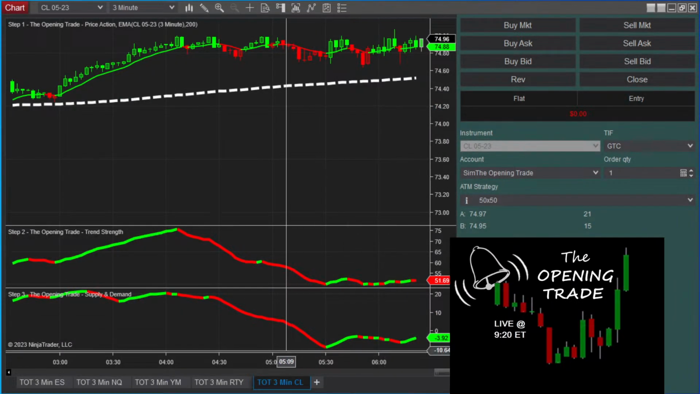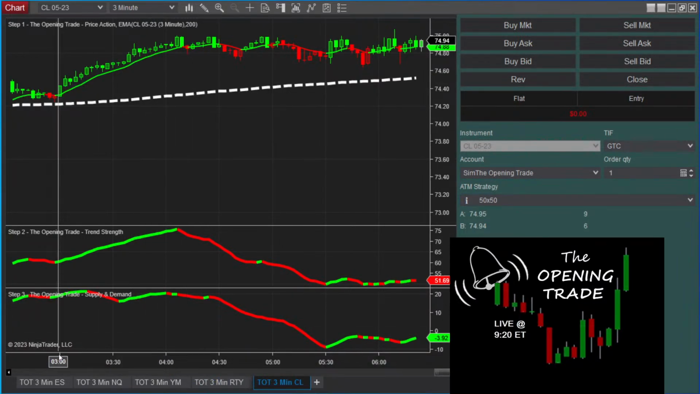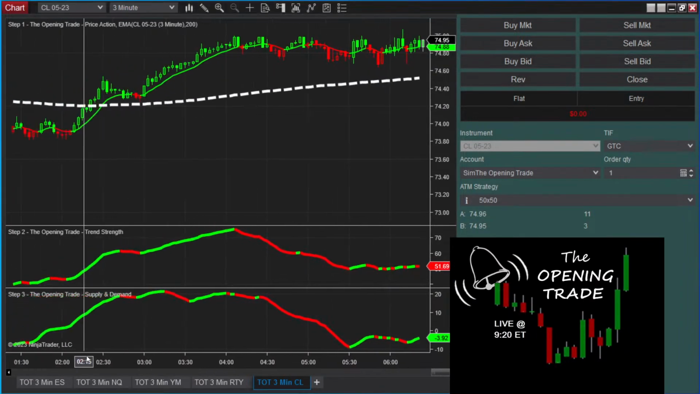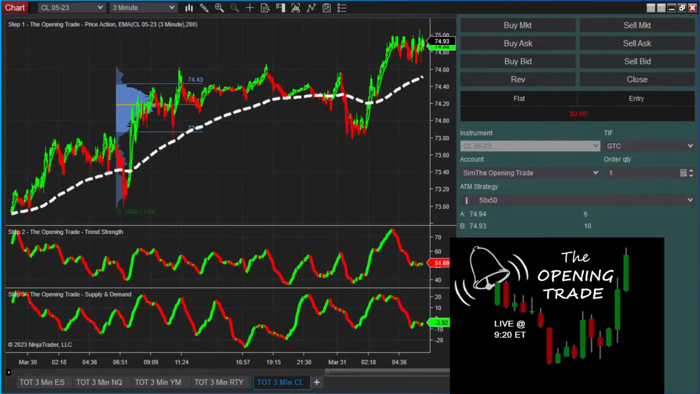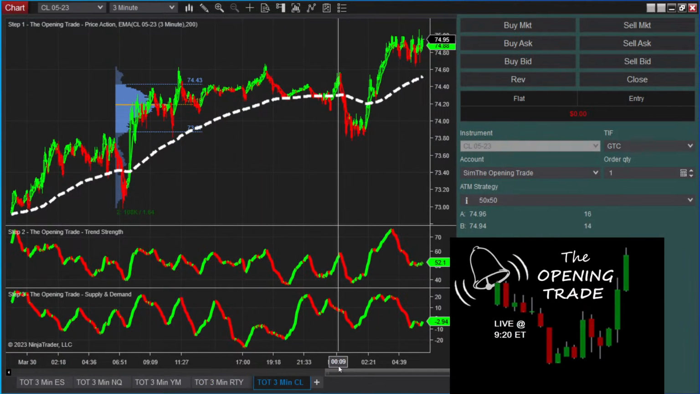So the first thing I like to do is to make sure that my charts are on a 3-minute candle, make sure I'm in the right account and on the right strategy. Then I like to look and see what the market did yesterday. So yesterday, this is crude oil we're looking at. Yesterday started here and went all the way to here.